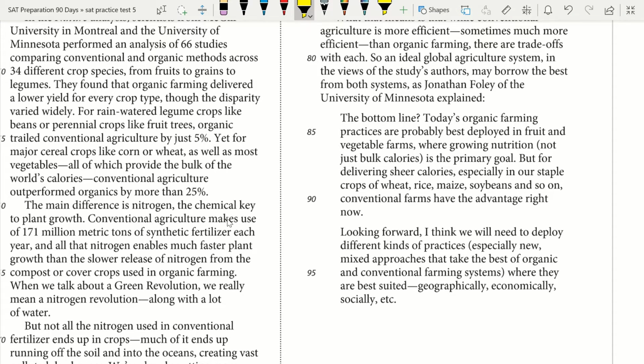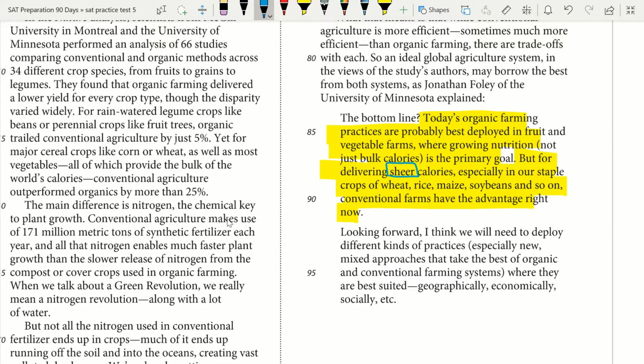So we've got, "But for delivering sheer calories, especially in our staple crops of wheat, rice, maize, soybeans, and so on, conventional farms have the advantage right now." Okay, so in this context, we're talking about sheer calories. If you want to get a little bit more context, it's always okay to read a little bit further back, so you could read that part as well that I'm highlighting right now. But in this case, we're talking about sheer calories, or pure calories, or calories only.